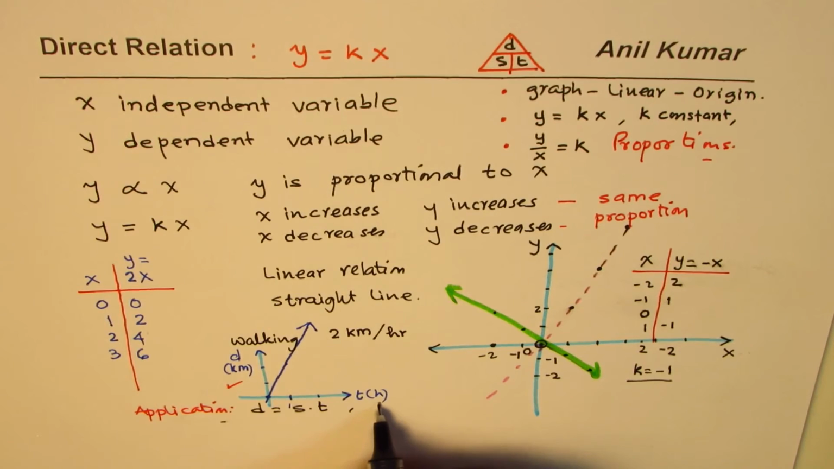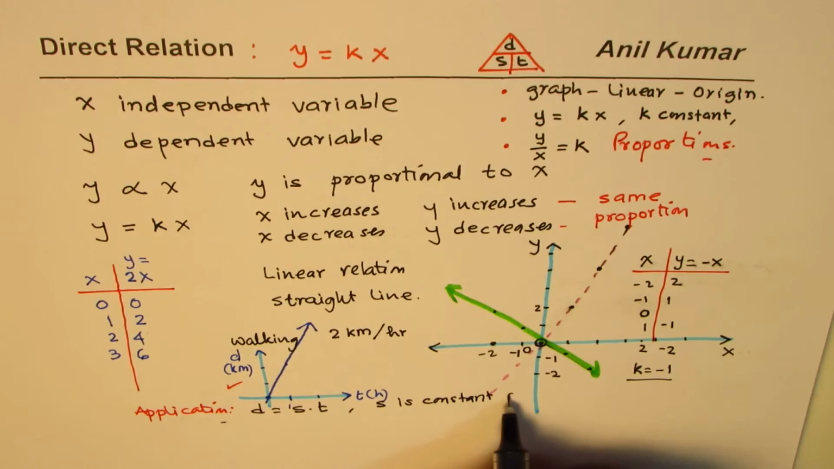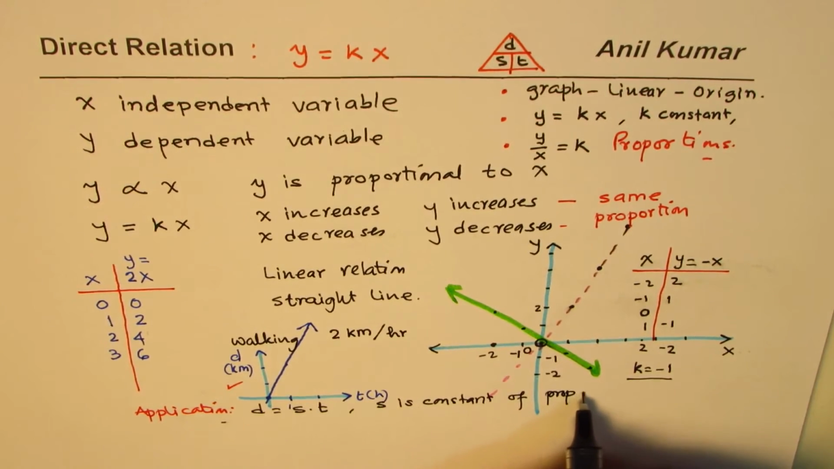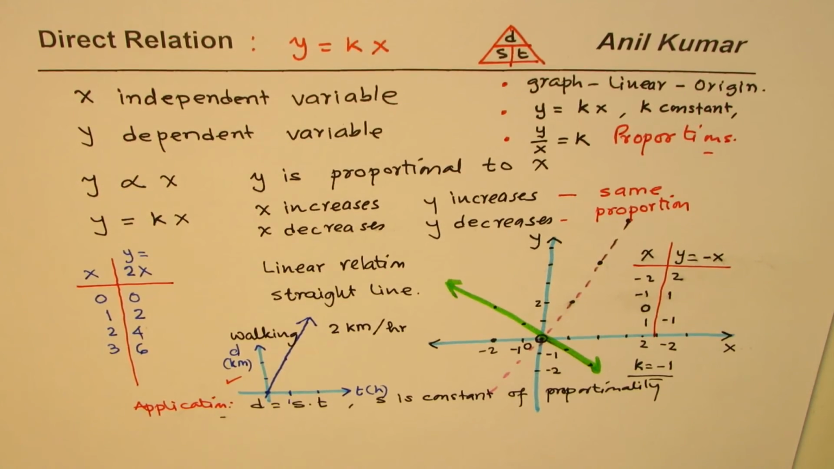What we find is that speed is constant, or proportionality. So for a constant speed, only for a constant speed, this relation is going to be a direct relation. This is important to understand. So if the speed is constant, then distance equals speed into time will represent a direct relation. Is that clear to you, right? If speed is not constant, then this will not be a direct relation. That is very important to understand.